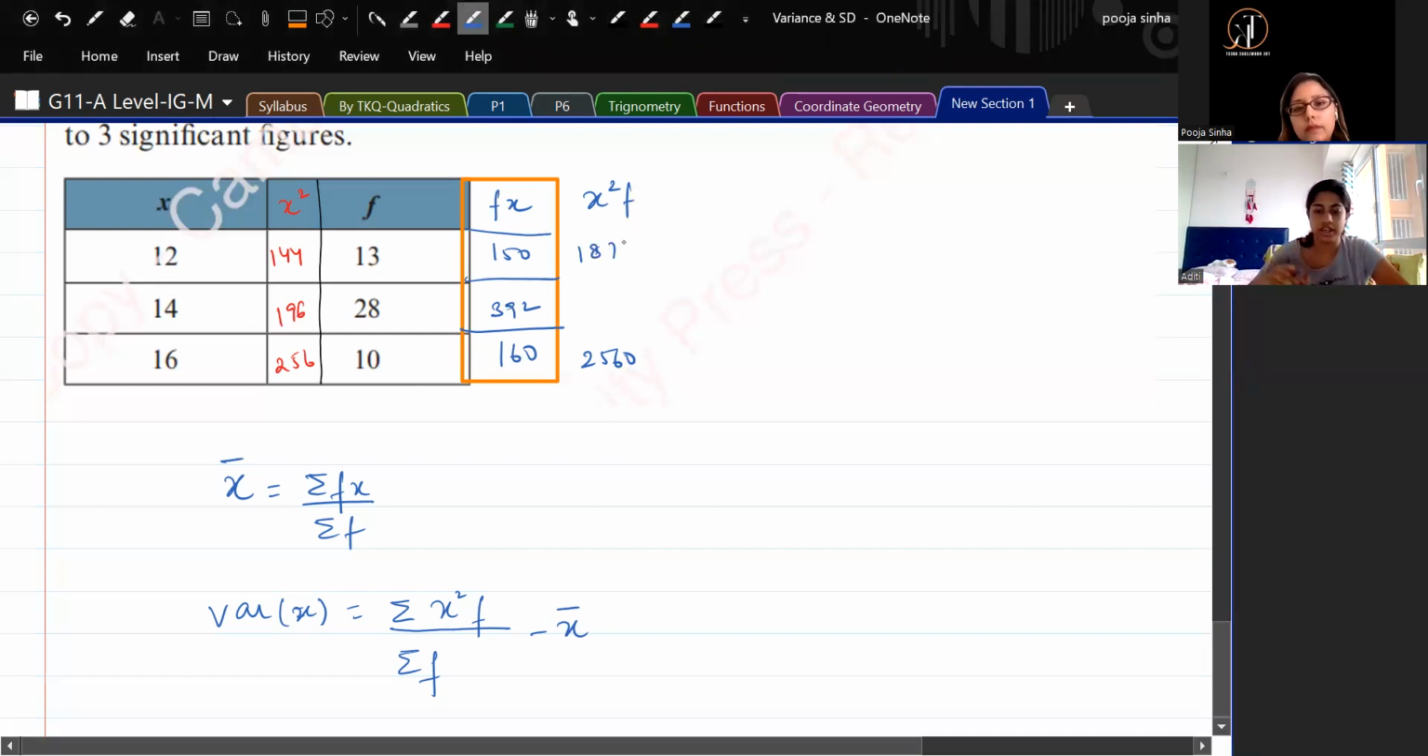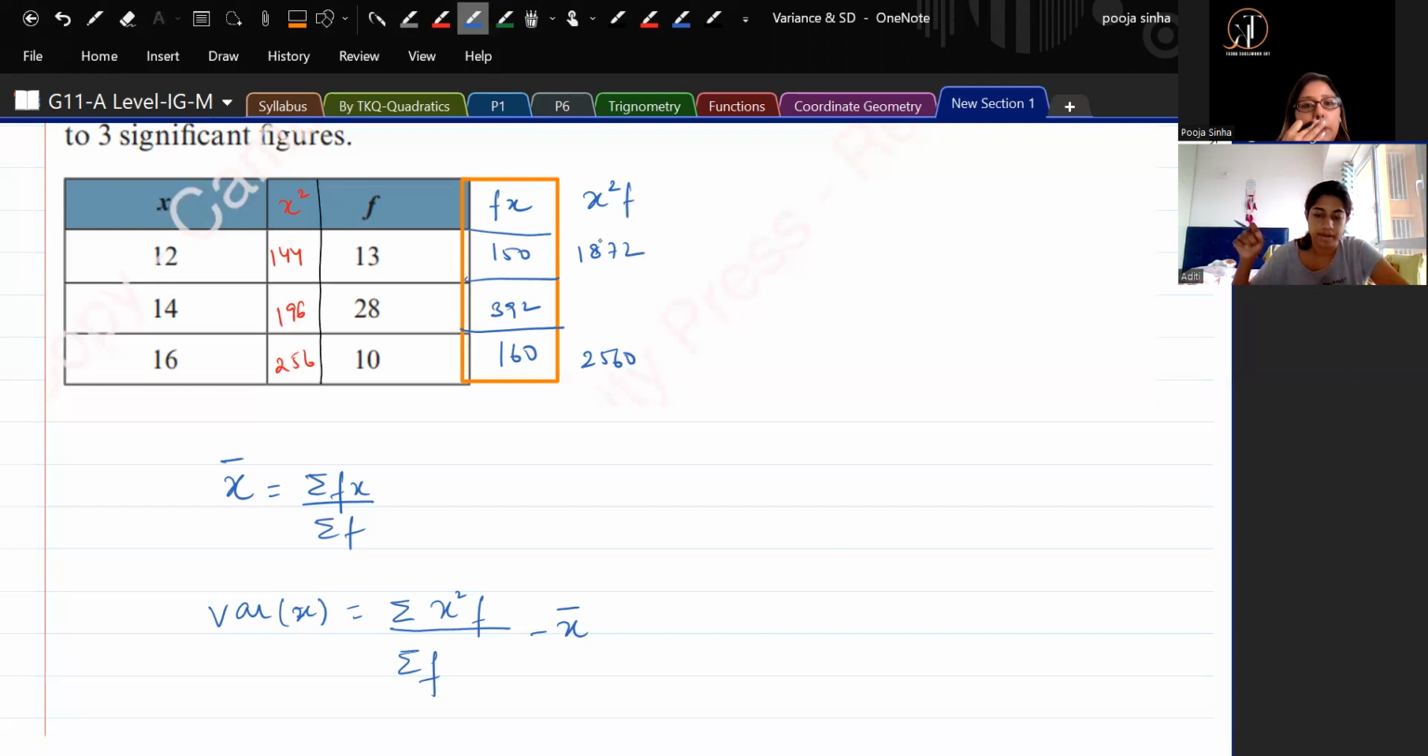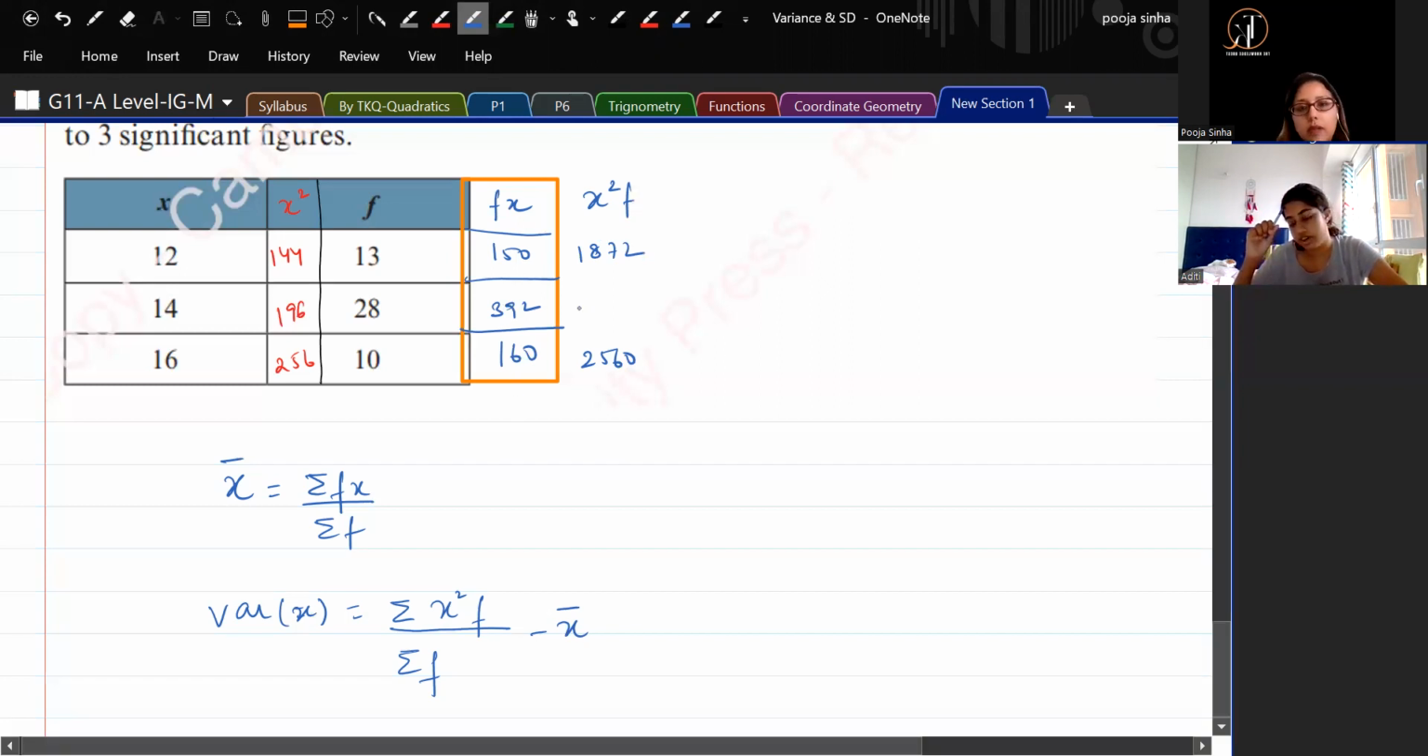Okay, I've just done it. I've inputted all the things in the calculator. So I've done 13 square into 12 plus 14 square into 28 plus 16 square into 10. And then divided by 13 plus 28 plus 10, which I'm getting as 1076 divided by 50 by 15.